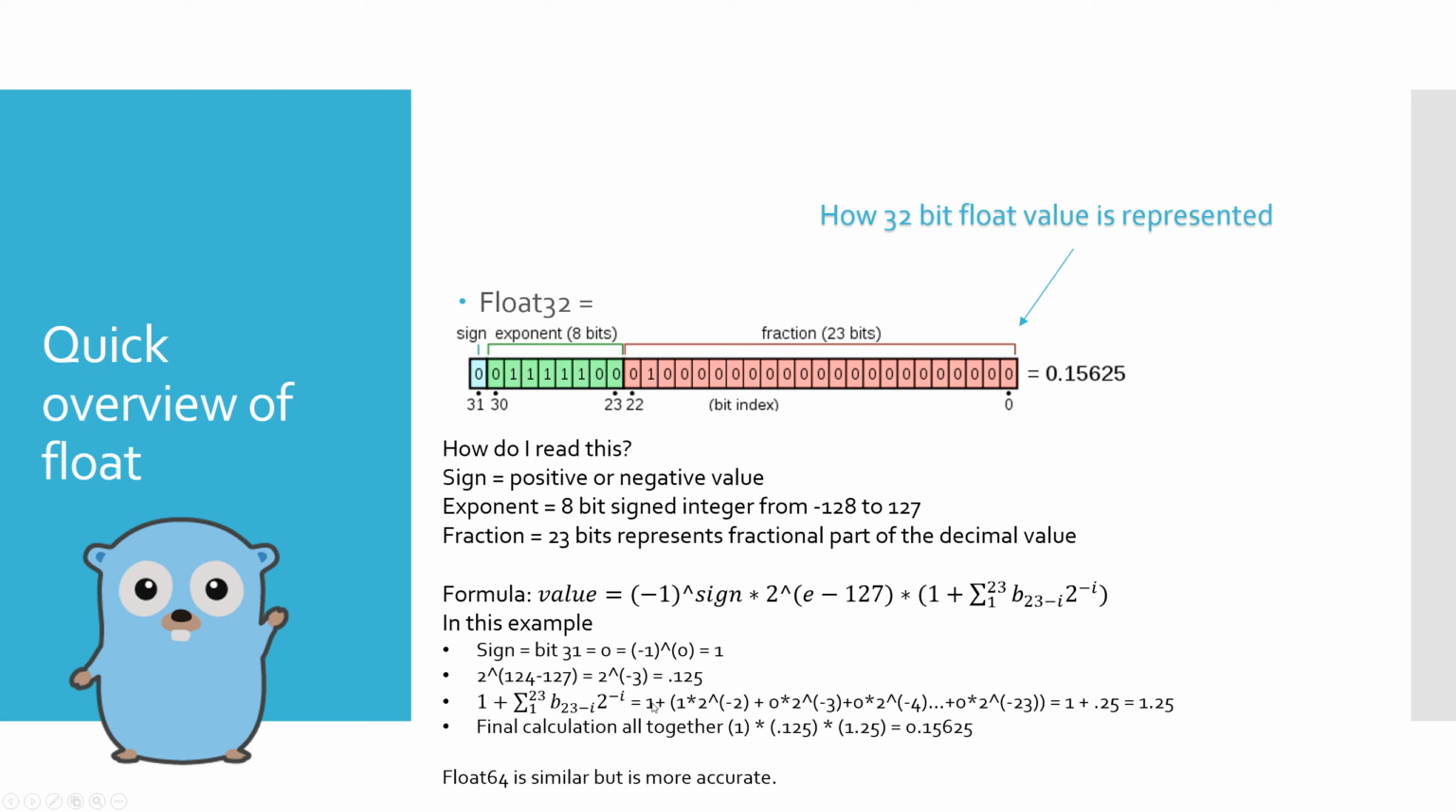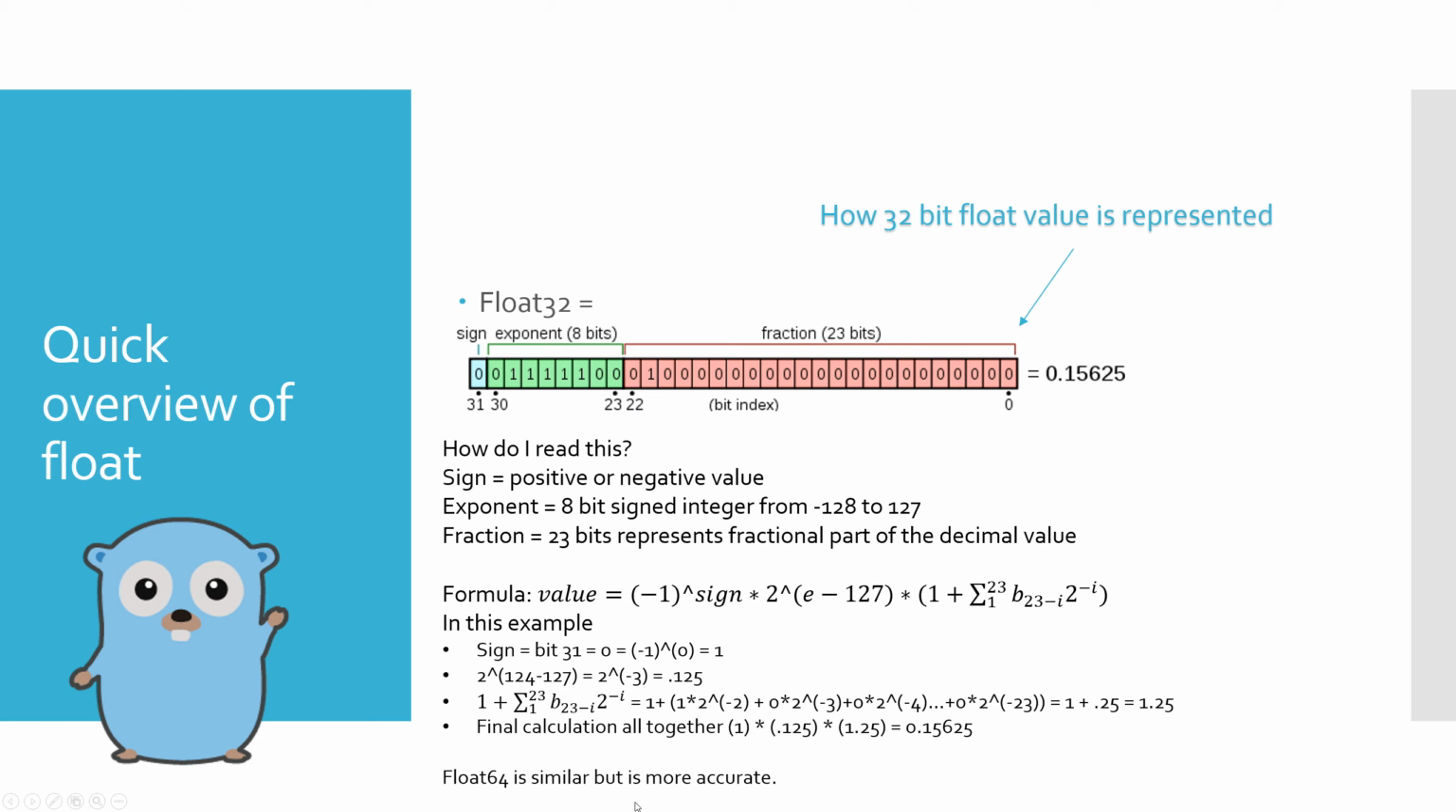So the last thing we need to do is multiply all 3 parts together. So we have 1 times 0.125 times 1.25. Let me see, did I misspeak here? All right, let me say that again. The final calculation is 1 times 0.125 times 1.25, which gives us 0.15625, which is equal to what we have up here. So that's how you would convert this float binary representation to a decimal value.